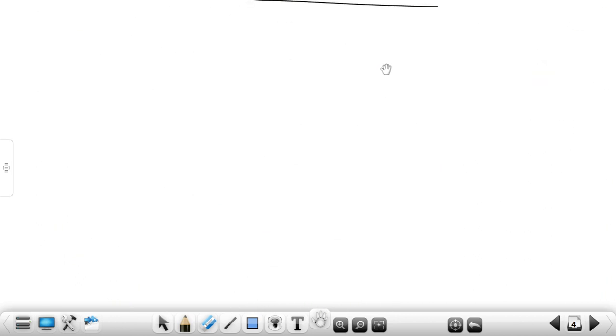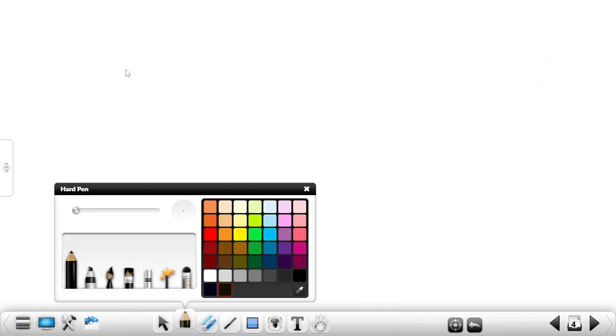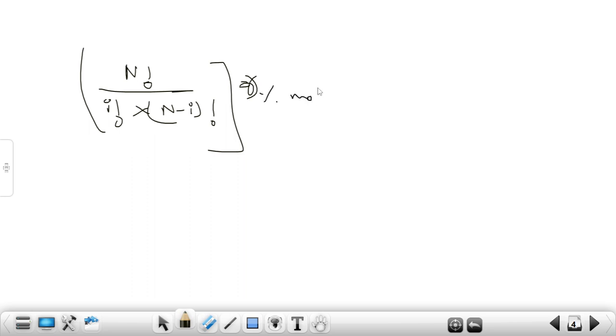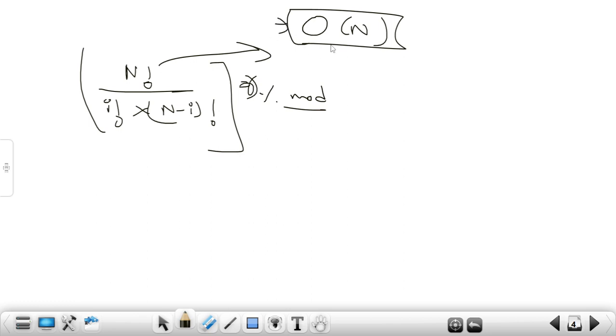Okay, so now our task is to calculate n factorial divided by i factorial into (n minus i) factorial. Since this value can be large, I have to do something like mod as well. If I calculate factorial inside the loop, then it is going to take O of n, because this is how we calculate the factorial. So it is going to increase the complexity.